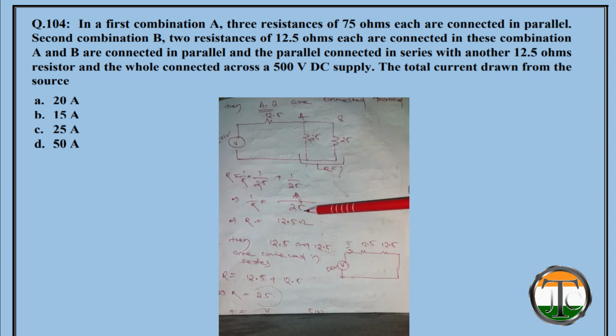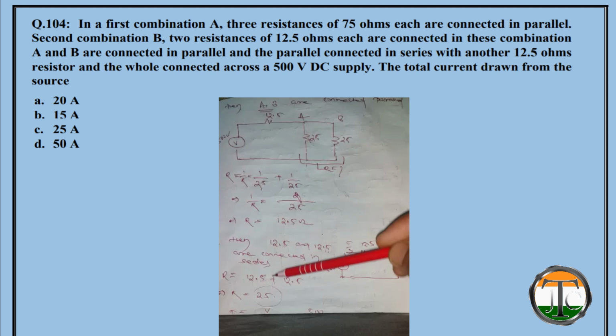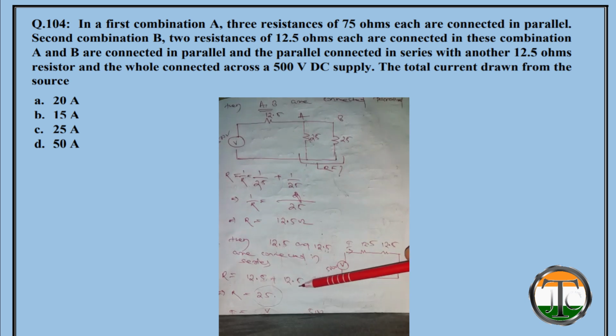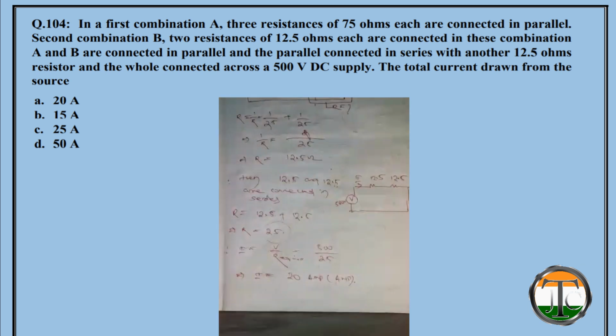Then this 12.5 and this 12.5 are connected in series. So what is the total resistance? In series, overall R is equal to 12.5 plus 12.5, which is equal to 25 ohm. So after the calculation we found the total equivalent resistance, that is 25 ohm.